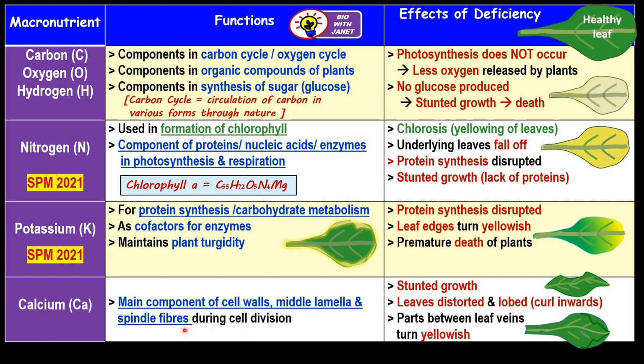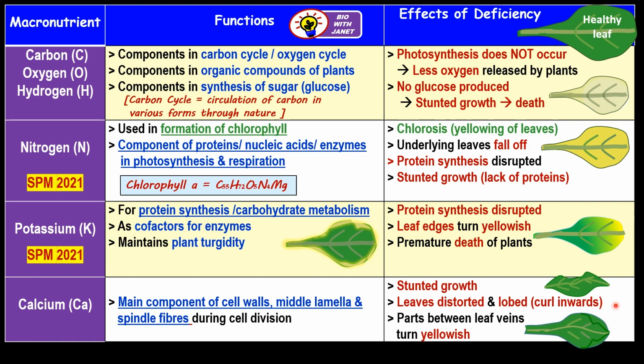So plant cells, they don't have centrioles, but they can still produce the spindle fibers. But they need to have calcium in order to form the spindle fibers, okay? Because calcium is the main component of the spindle fibers. Now, effects of deficiency: stunted growth, and one very unique symptom of deficiency is that the leaves will become distorted. So the shape of the leaf is no longer normal and it looks a bit crumpled.